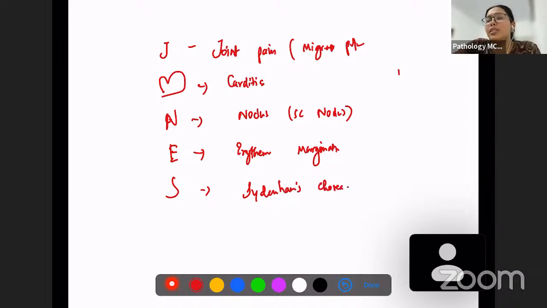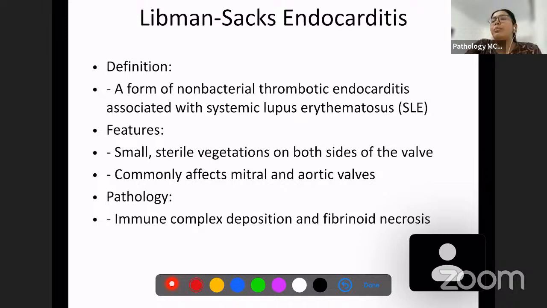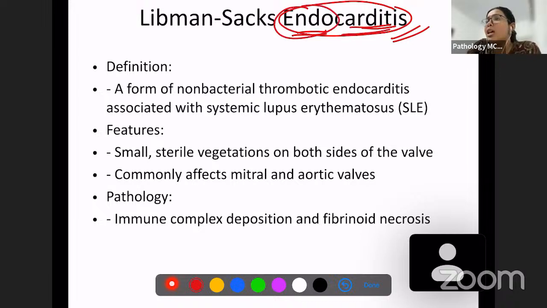Okay, so this is just an easy way to remember Jones criteria. Okay, so next is Liebman-Sacks endocarditis. What is Liebman-Sacks endocarditis? First of all, what is endocarditis? As the name says, it's very specific, very easy, right? Endocarditis, inflammation of the endocardium.